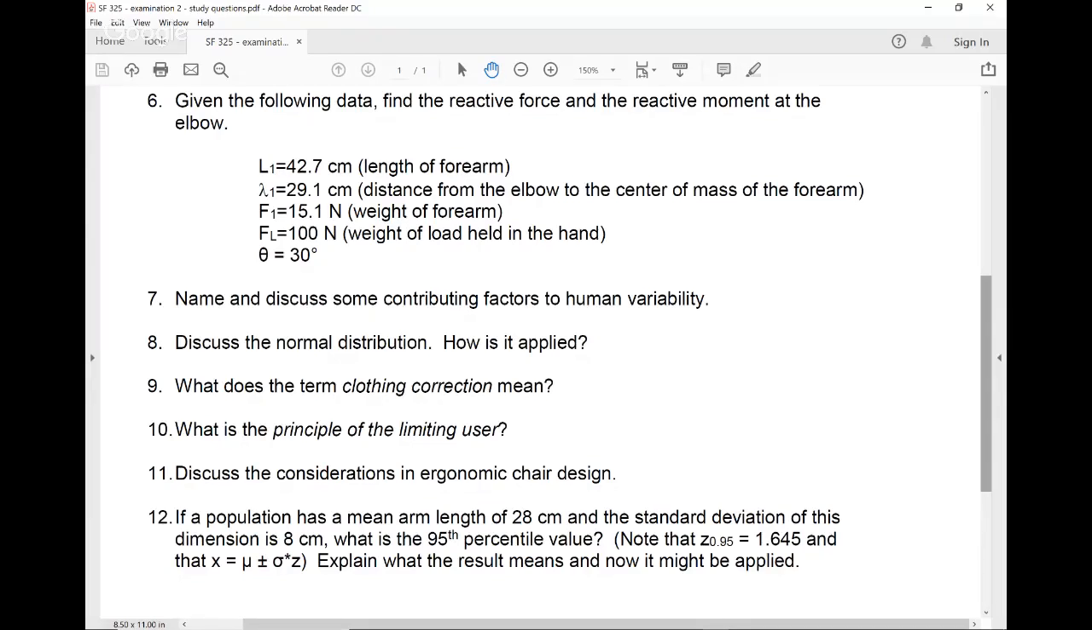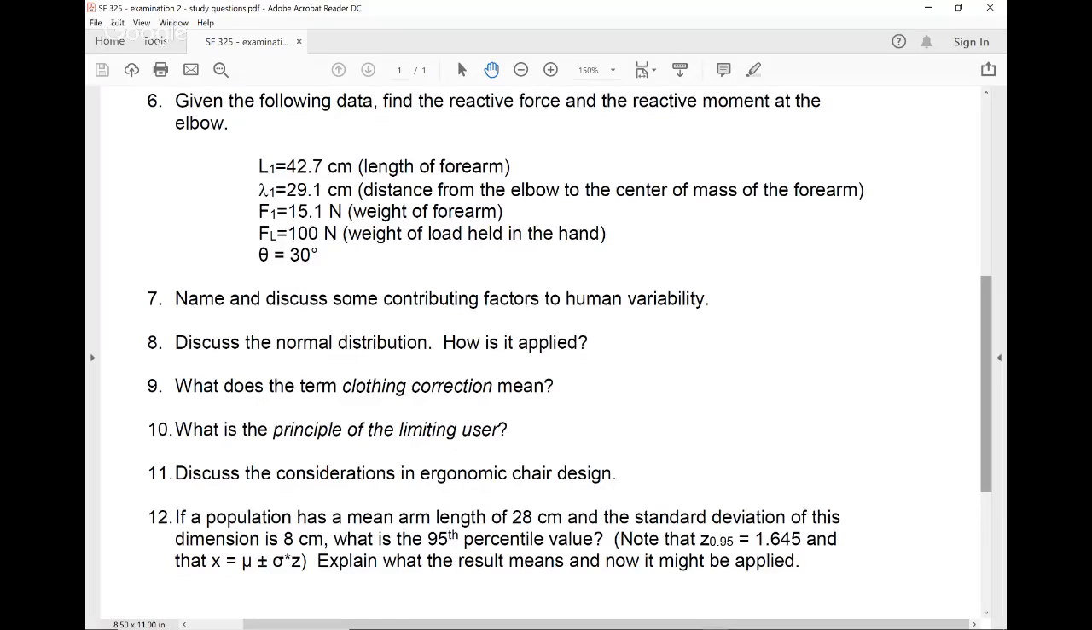So this is the center of mass for the forearm. That's the distance we need to use. That's going to go here. We're going to use the same theta for both. It's 30 degrees. And we need to find the weight of the forearm, and that's this top one, 15.1.